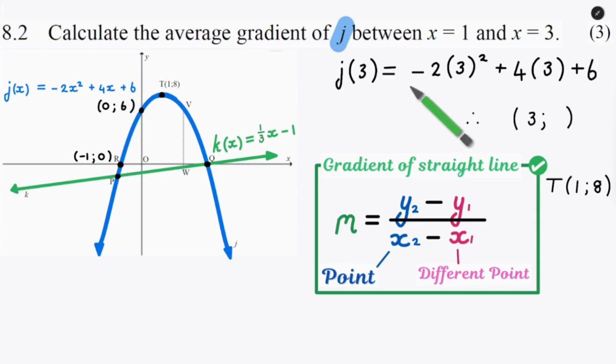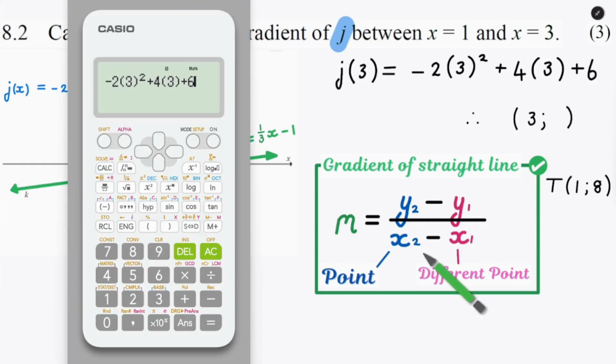Okay, let's go ahead and chuck that in the calculator. Okay, so j of 3 is 0.